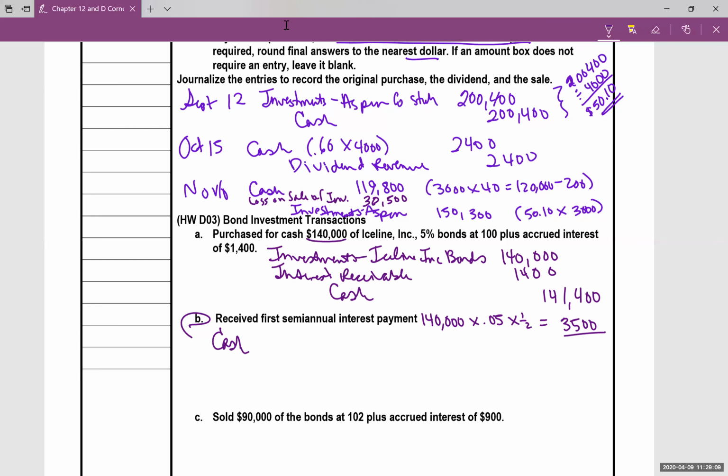So they received this cash payment of $3,500, and they're going to credit out. This is kind of tricky. They're going to credit out that interest receivable that was owed to them, and the rest is going to go into interest revenue.